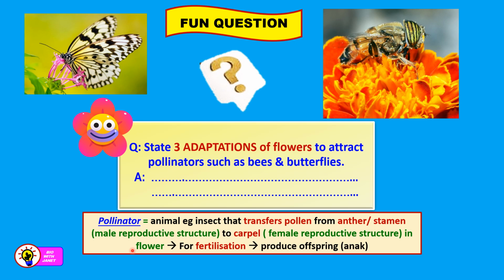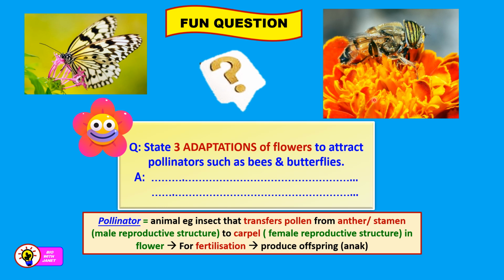Now, what are pollinators? A pollinator is an animal, such as an insect like a bee or butterfly, that transfers pollen from the stamen, which is the male reproductive structure in the flower, to the carpel, which is the female reproductive structure in the flower. It can be in the same flower. The stamen and carpel can be in the same flower or different flowers, okay, for the aim of fertilization.